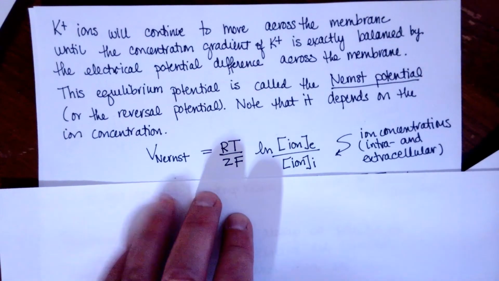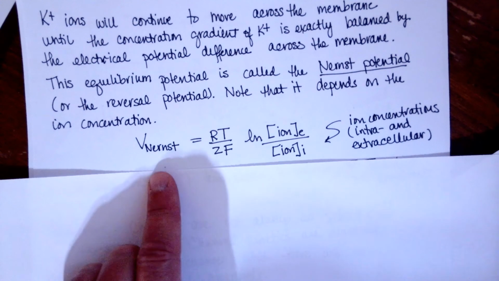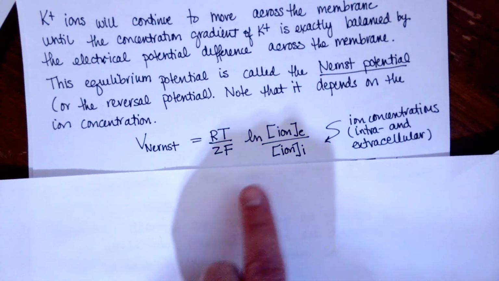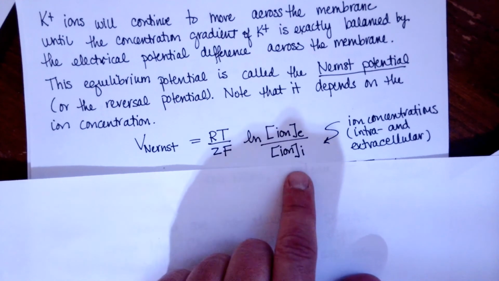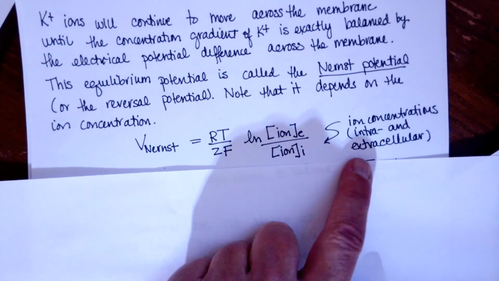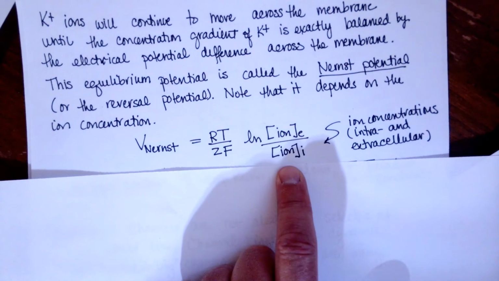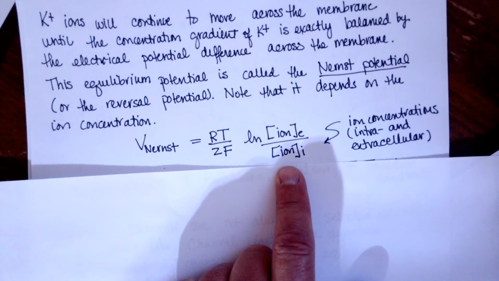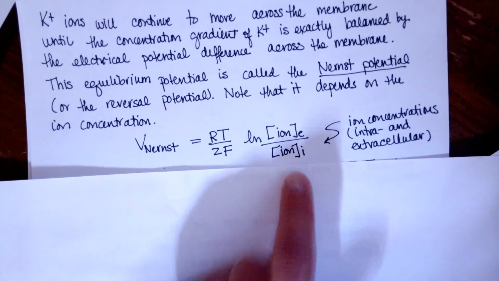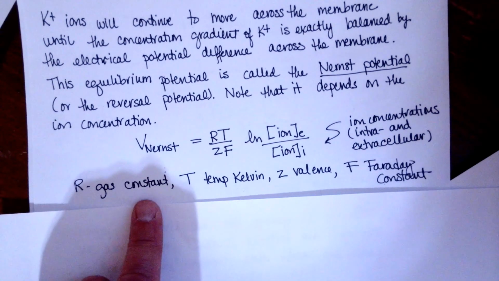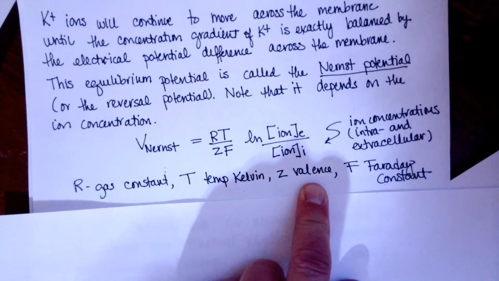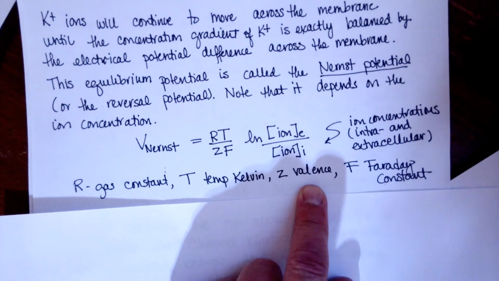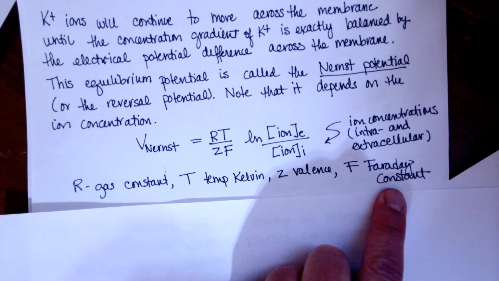All right, and we can actually calculate what this Nernst potential will be. These brackets here indicate the ion concentrations, intracellular and extracellular ion concentrations for whatever ion we're looking at. We've been talking about potassium, but it could be any other ion. They work the same way. R is the gas constant. Capital T is the temperature in Kelvin. Z is the valence of the ion that we're looking at. So like for potassium, it's +1. And F is Faraday's constant.